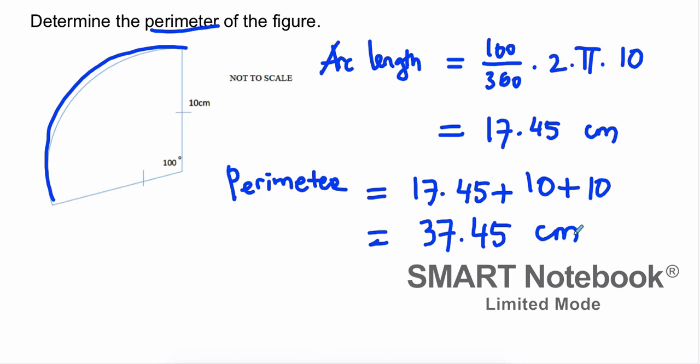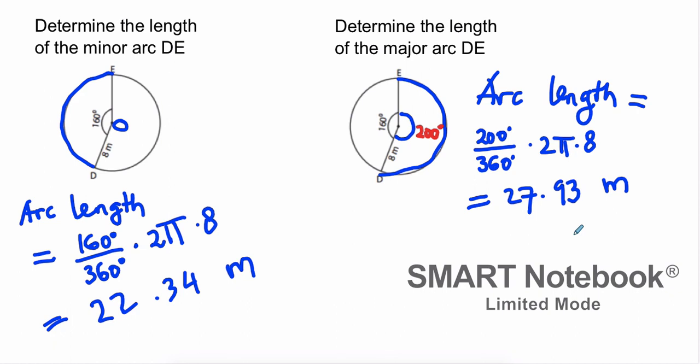Try to practice with the questions in the packet, and if, let's say, in the packet there is nothing said about minor or major arc, then you can safely assume that what is asked is whatever length which is opposite the angle given. Okay, good luck.